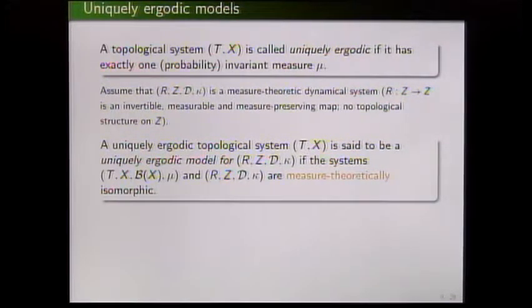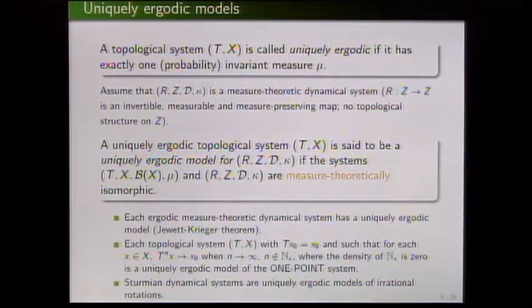Now we are going to talk about topological models of this system. In fact, what we are interested in are uniquely ergodic topological systems which somehow are the same as the original measure theoretic system. In which sense? In the sense of the lecture by Sebastian yesterday, I think it was exactly the same idea. We start with a measure theoretic system, then we look for a topological model which has exactly one measure, and now we have two measure theoretic systems, and we want to see them measure theoretically isomorphic.